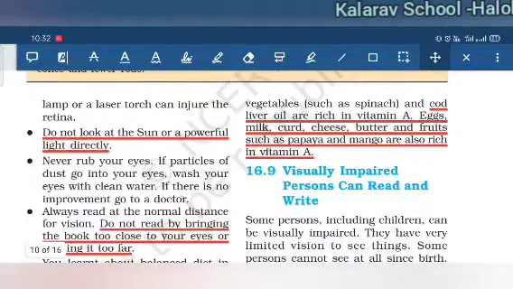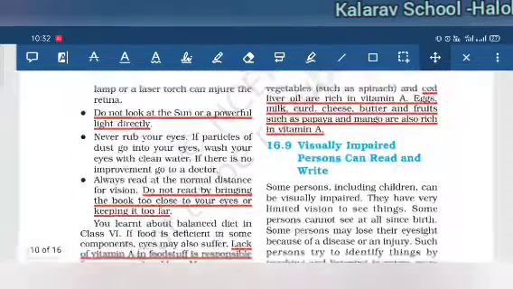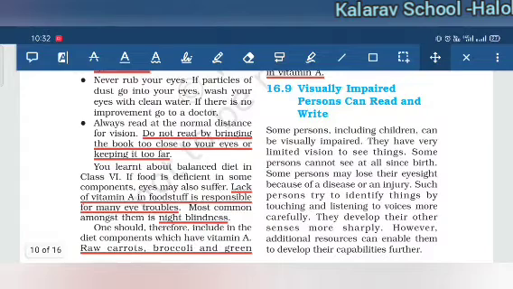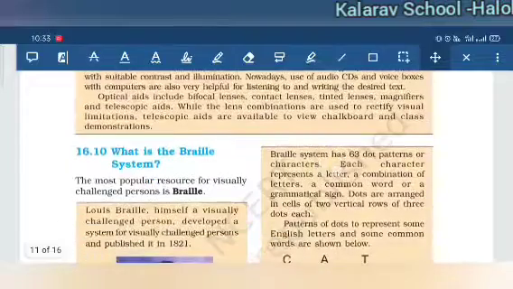Can a visually impaired person read and write? Yes, some visually impaired persons can read and write. They have very limited vision to see things. Some persons cannot see at all since birth, but some can lose their eyesight. They can identify things by touching and listening to voices more carefully. Additional resources can enable them to develop their capabilities further. It can be possible with the Braille system.